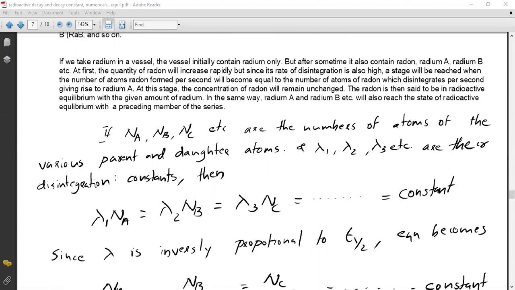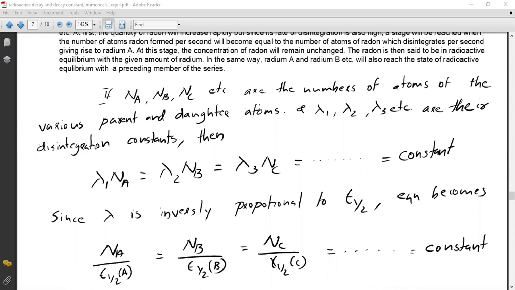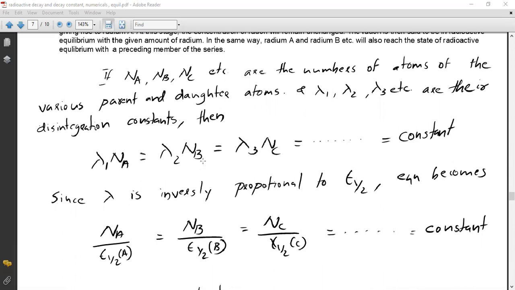If we take Na, Nb, Nc, etc., as the number of atoms of the various parent and daughter elements, the first one is known as the parent element, which disintegrates to the daughter atoms, and lambda 1, lambda 2, lambda 3, etc. are the respective disintegration constants. Then lambda 1 Na is equal to lambda 2 Nb is equal to lambda 3 Nc, etc., is equal to a constant. And lambda is inversely proportional to T half, so the equation becomes Na by T half A is equal to Nb by T half B is equal to Nc by T half C is equal to a constant.